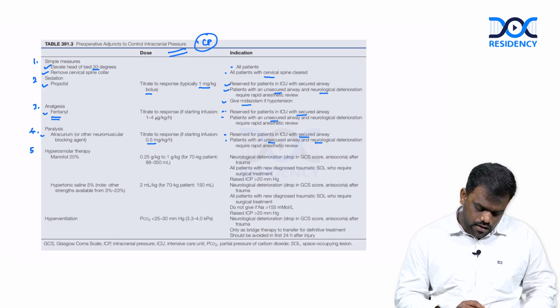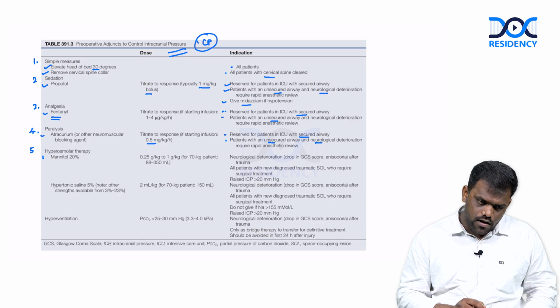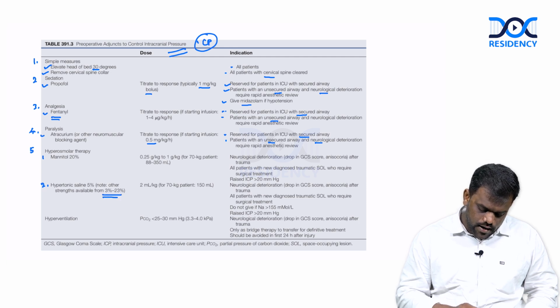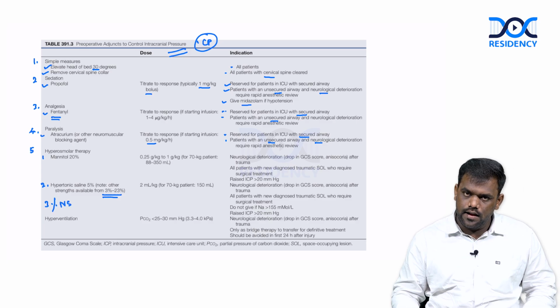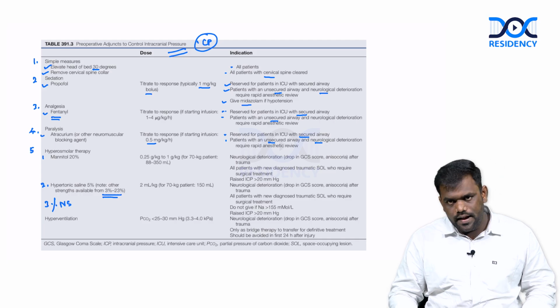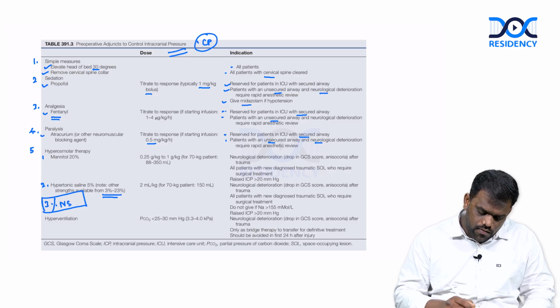The hyperosmolar therapy consists of two drugs. One is mannitol, 20% mannitol, and the other is hypertonic saline 5%. Other strengths are also available, from 3 to 23%. In routine practice we are using 3% normal saline, that is 3% NaCl. That is hypertonic saline. This is the hyperosmolar therapy.